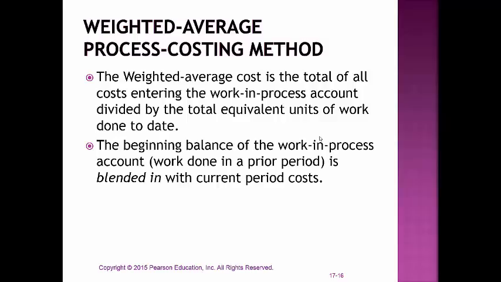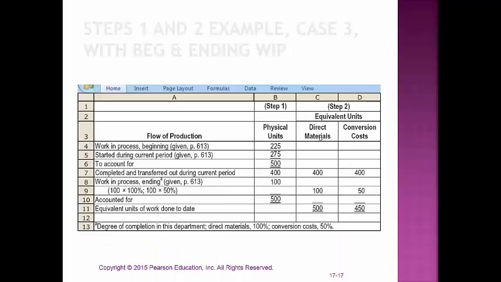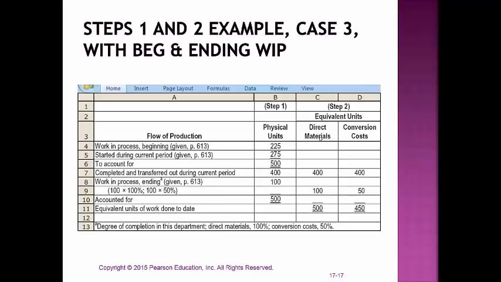This case 3, though, is going to show us what it's going to look like if we actually do have a balance being brought forward from a prior period. Again, we're going to pick up where we left off with work in process remaining from case 2. Alright, so how many did we have left over in case 2? We had 225 units. So that's going to be our starting point for our process costing form. So we've got work in process beginning of 225 units.